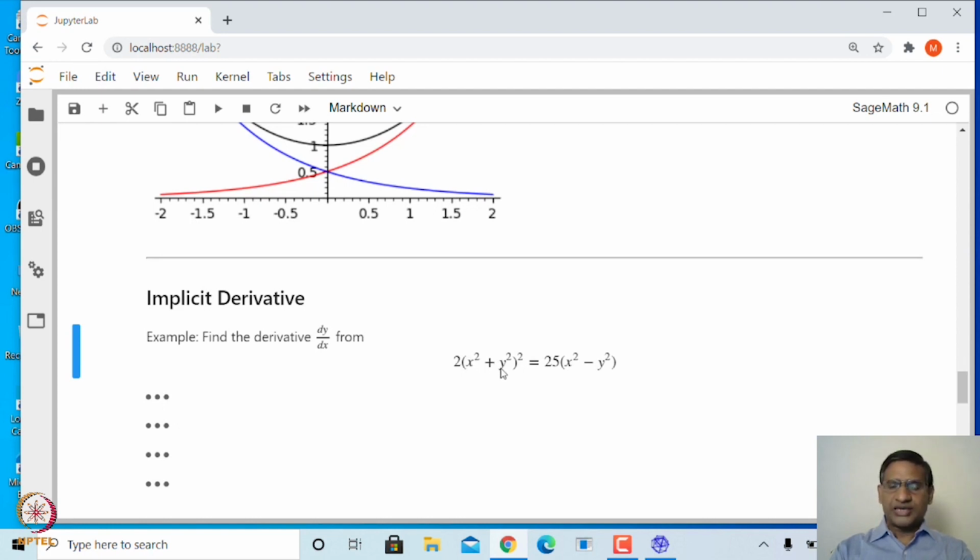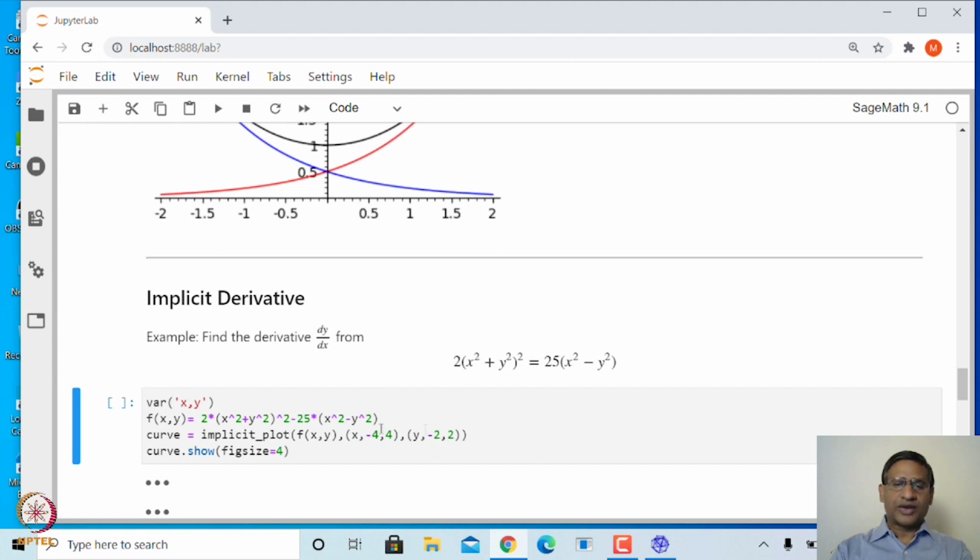The way you would have done it is to find the derivative of this entire expression on the left hand side and right hand side, and wherever you have y, you differentiate with respect to x using the chain rule. So you will get an expression in dy dx and you solve for dy dx. But Sage has an inbuilt function to find the implicit derivative.